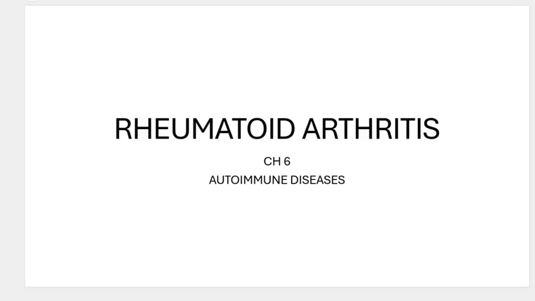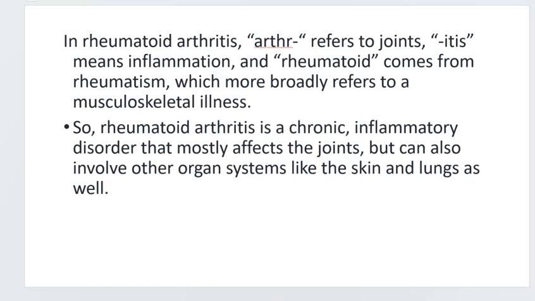Let's jump into rheumatoid arthritis, Chapter 6, Autoimmune Diseases. This is a very common one that we will see a lot in practice. The arth part refers to joints. The itis means inflammation. So rheumatoid comes from rheumatism, which more broadly refers to the musculoskeletal illness. Quick definition is that rheumatoid arthritis is a chronic inflammatory disorder that mostly affects the joints, but can also involve other organ systems like the skin and lungs as well.